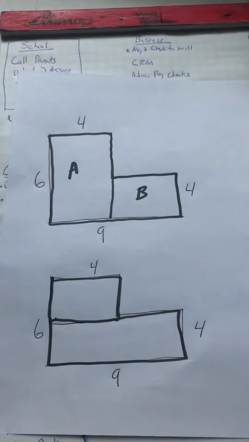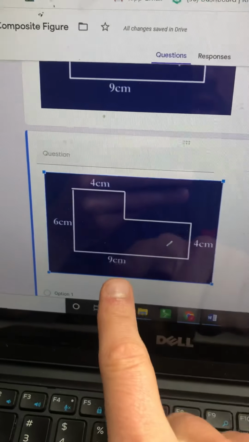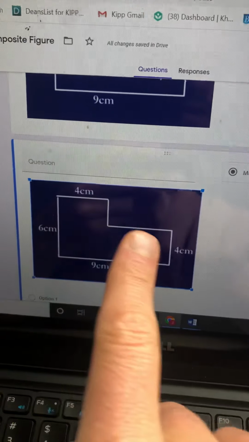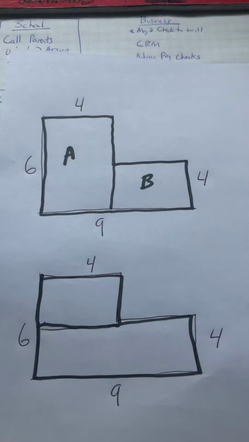So let's look at what I'm talking about here. So there's two ways you could have cut this shape up. So let me just show. From here, you can either cut it this way and make a rectangle here and here, or you can cut it long ways and do a rectangle here and here. So here are the two different ways you can solve this question.